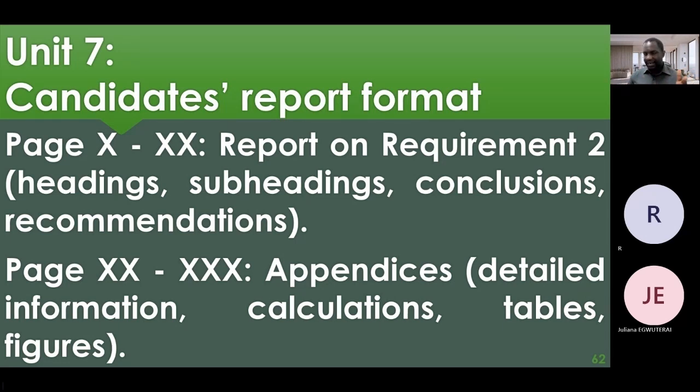So when you enter the hall, like I said, you leave page 1 as the cover page. Page 2 and 3, leave it as executive summary. Page 4 and 5, leave it as introduction and background. Then you start from page 6 to 15, requirement 1 discussion. 16 to 25, requirement 2 discussion. Then from 26 down, you can start your appendices and calculations. That's how you plan.